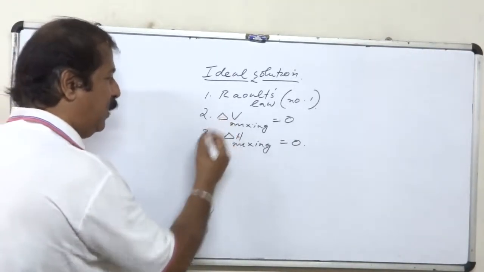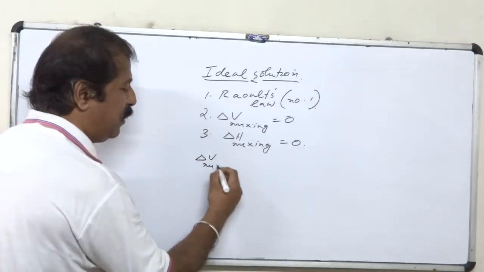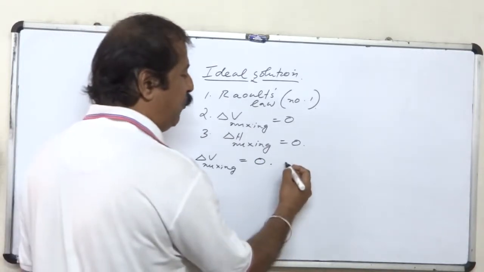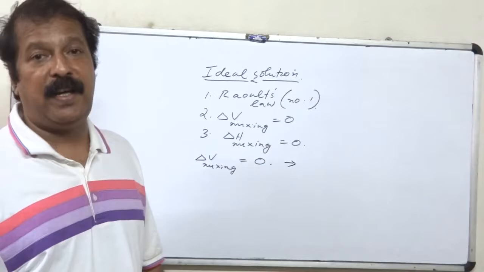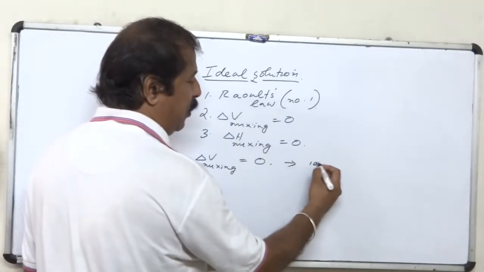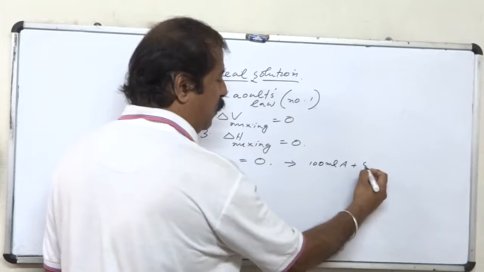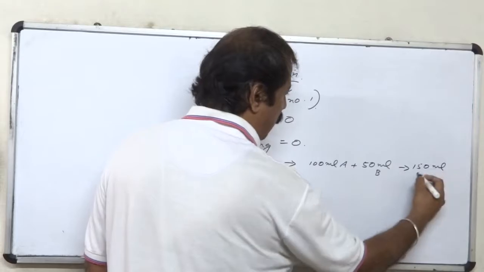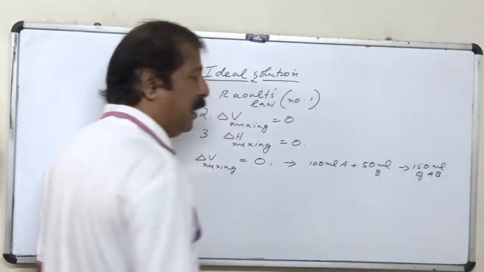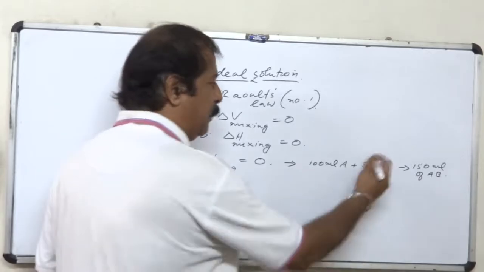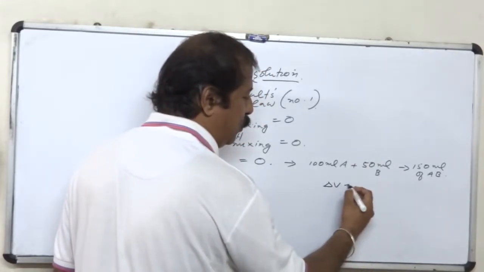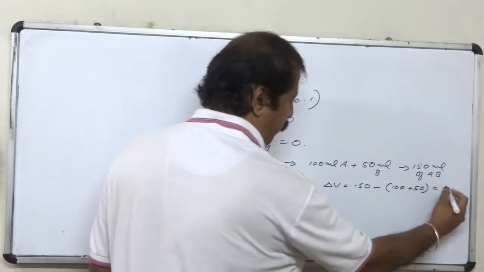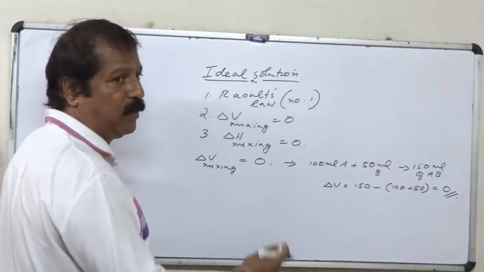We will see what is delta V mixing. Delta V mixing equal to 0. What is delta V mixing equal to 0? The volume change during the formation of solution should be 0. You are taking solvent, we will take solvent as A, 100 ml A plus 50 ml B. You will get 150 ml of AB. So here, the amount of solute and solvent is 150 and the product is also 150. So delta V is equal to 150 minus (100 plus 50). So volume change is 0. There should not be increase or decrease of volume.